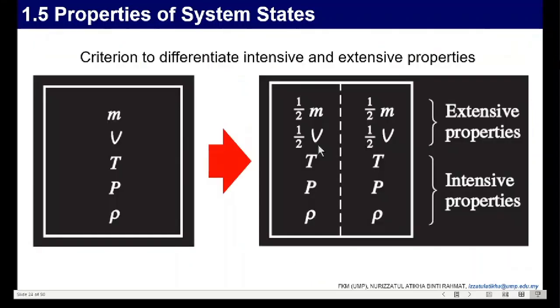All right. Criterion to differentiate intensive and extensive properties. Let's see here. We have these properties. If you divide into two parts, you can write it like this. For extensive properties, half mass and half volume. However, for intensive properties, it is the same.